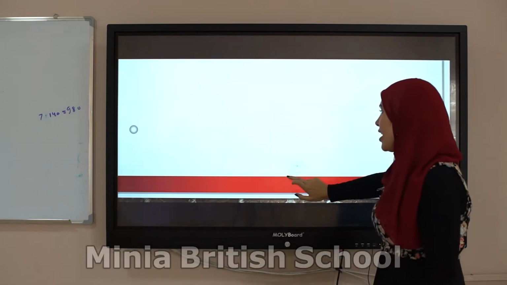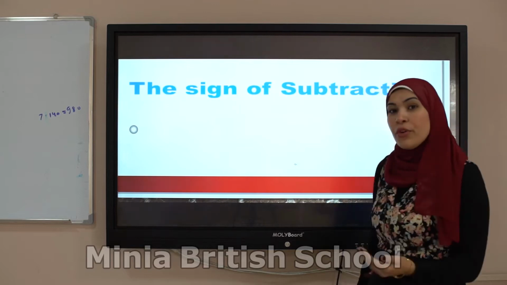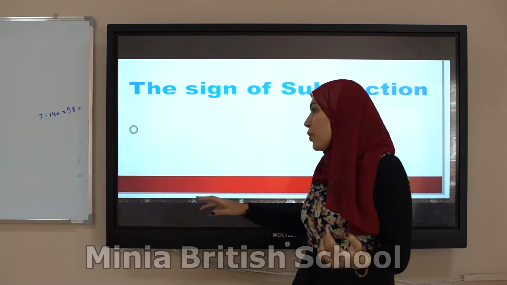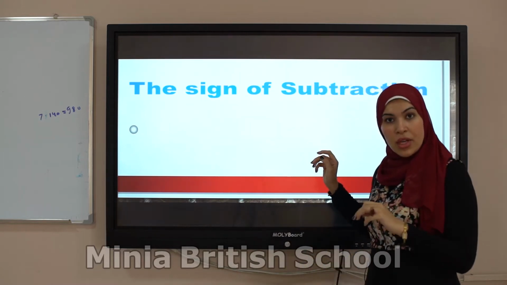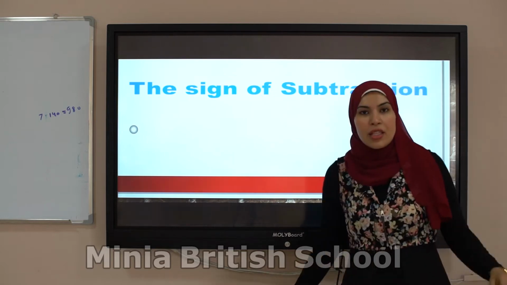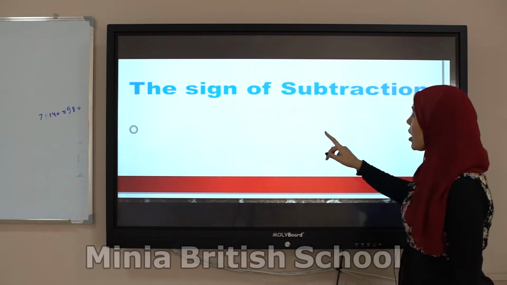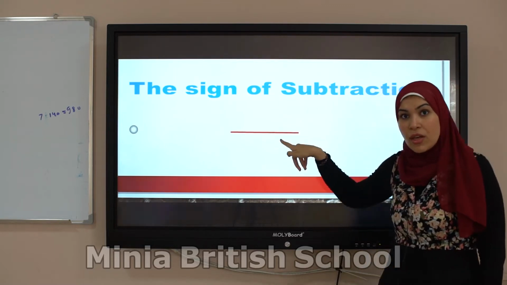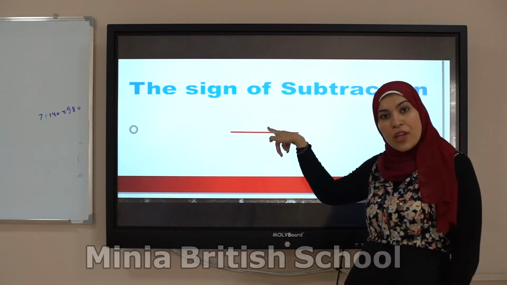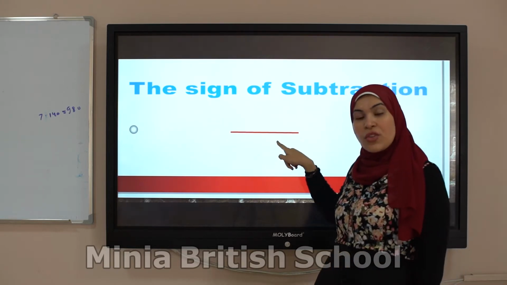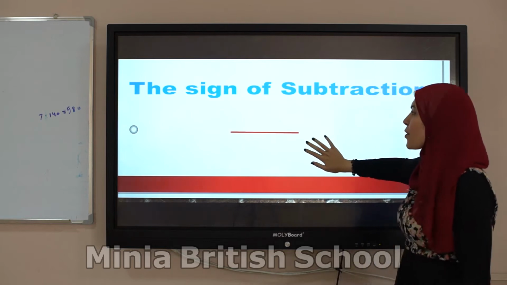Okay, here, do you remember the addition sign? In addition, we have the plus sign. And in subtraction, today we have a new sign. The sign of subtraction is minus. This sign, the sign of subtraction, is called minus.